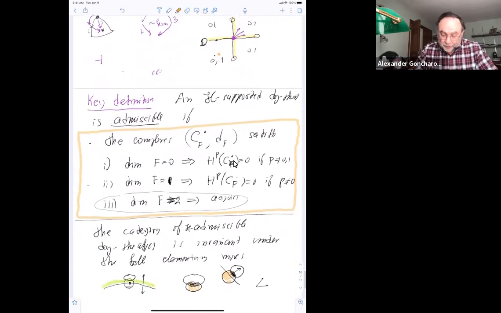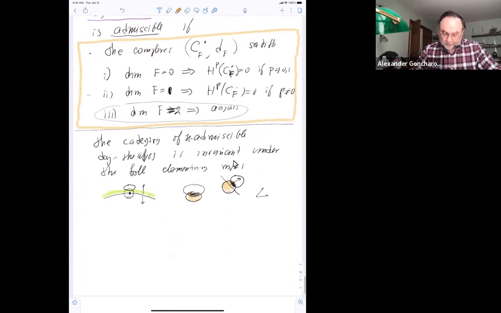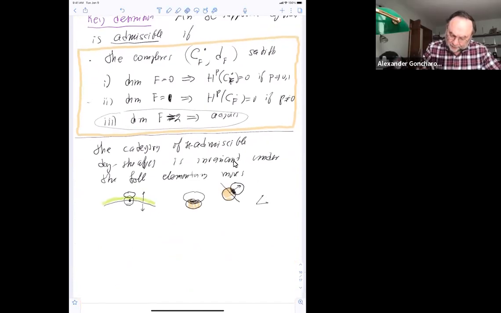So for now, the point is that we have such a strange subcategory, and it has some interesting properties. So this was my explanation, but the point is that this category is invariant under certain elementary moves. So what are those elementary moves?